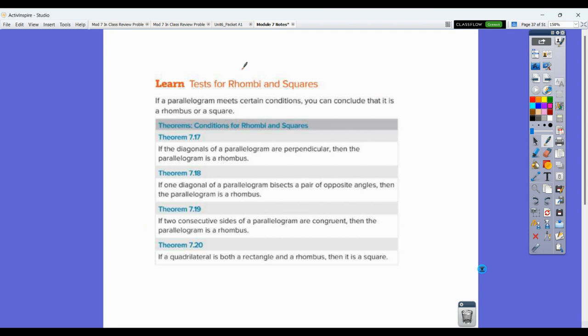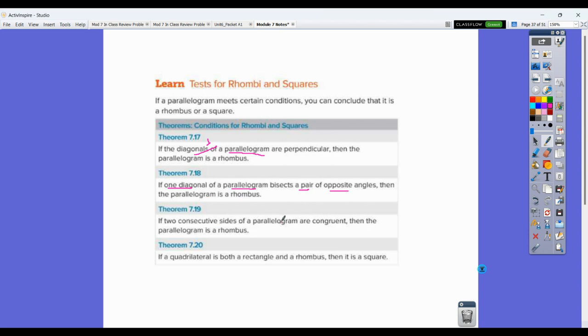Okay, so tests for rhombi and squares. How can we prove that something is a rhombus or a square? If the diagonals of a parallelogram, so if you know you have a parallelogram and you can prove the diagonals are perpendicular, okay, then you can say that it's a rhombus. If one diagonal of a parallelogram bisects a pair of opposite angles, then the parallelogram's a rhombus. You only have to have one diagonal, but they have to bisect a pair of opposite angles. This one doesn't get used a ton, but it is there.